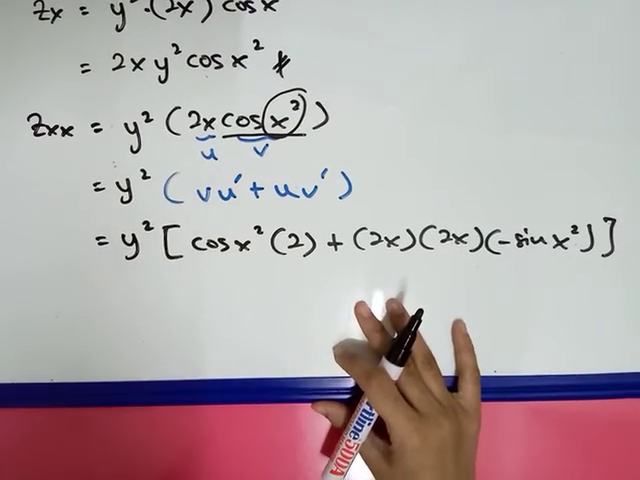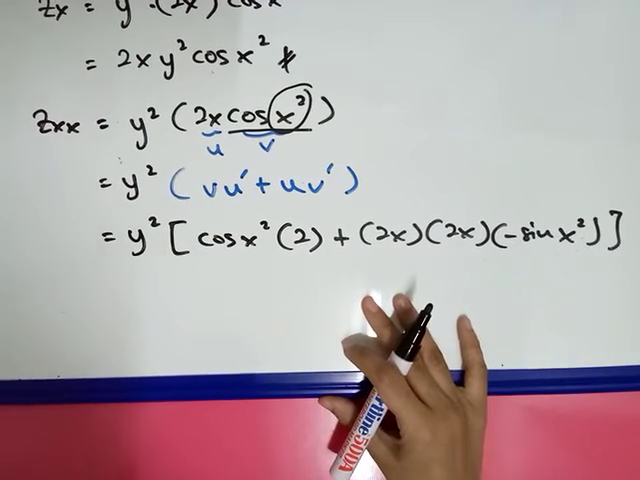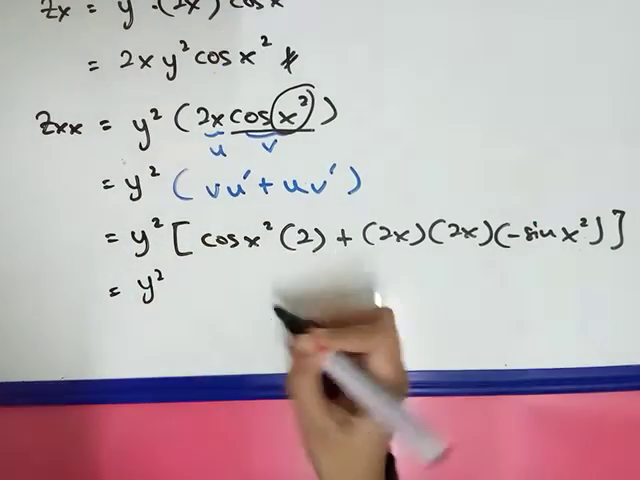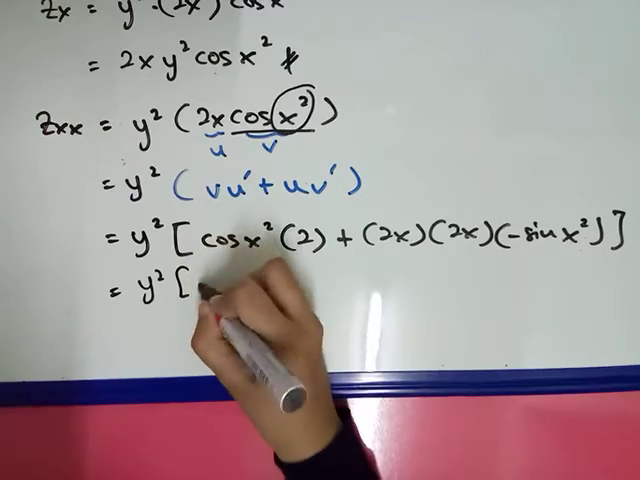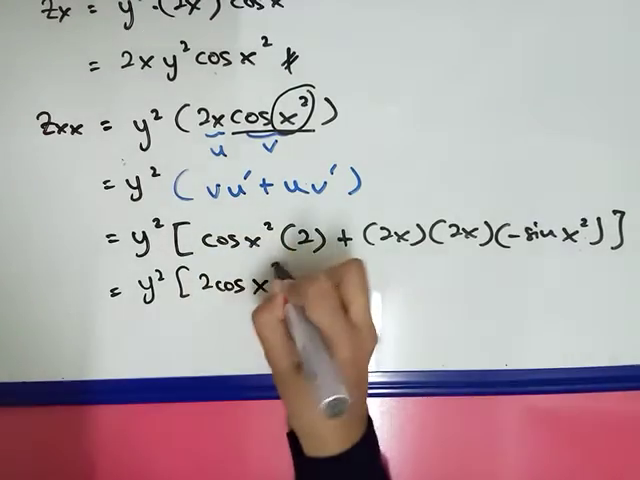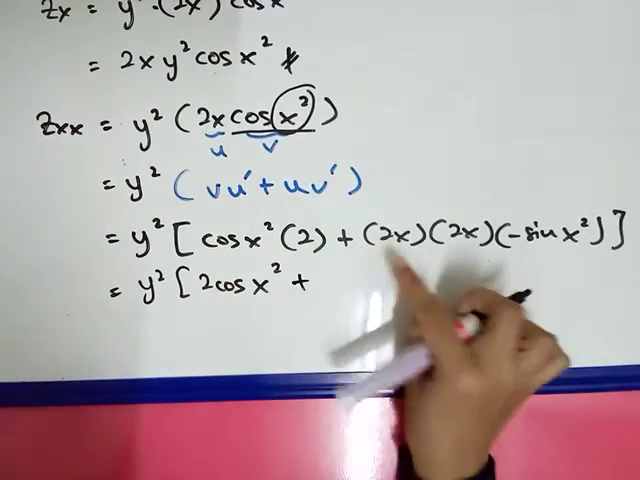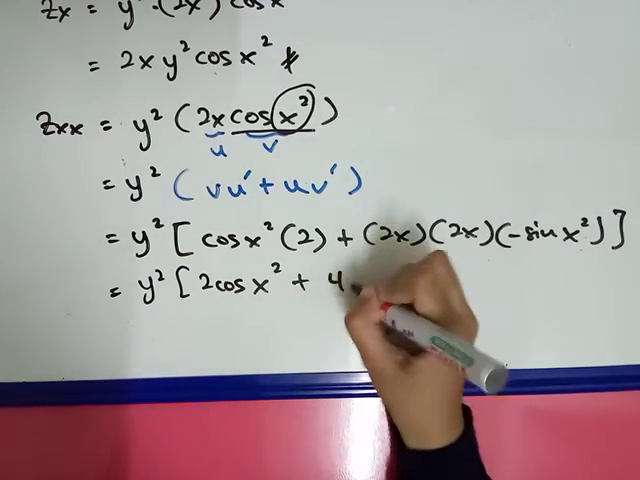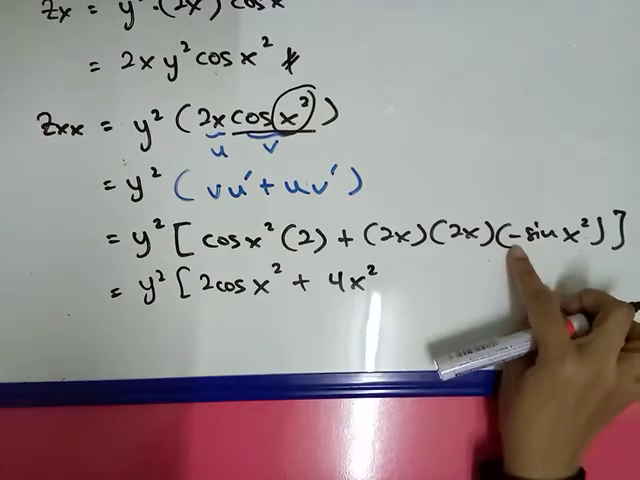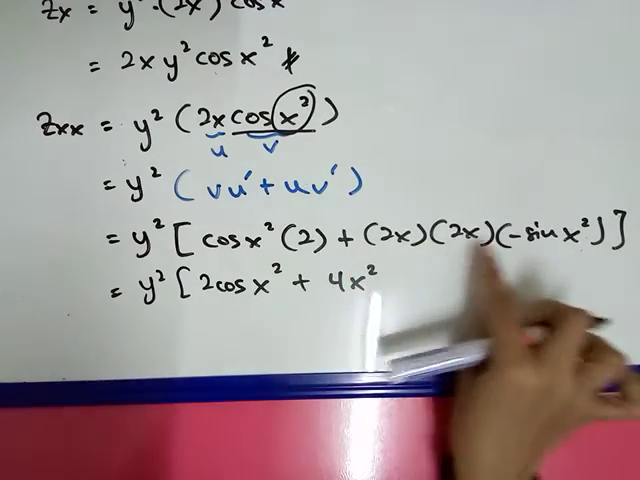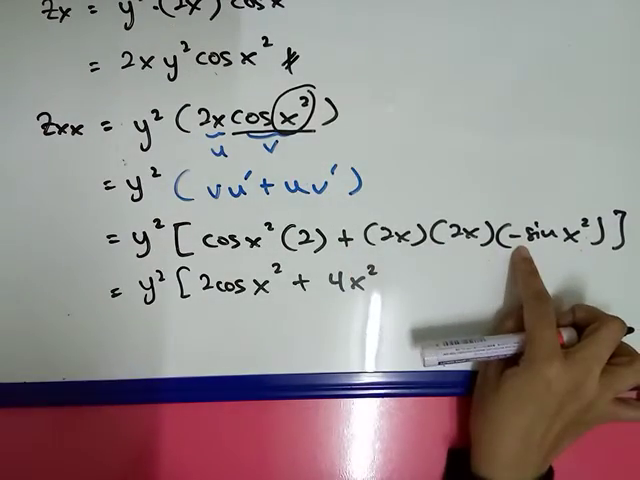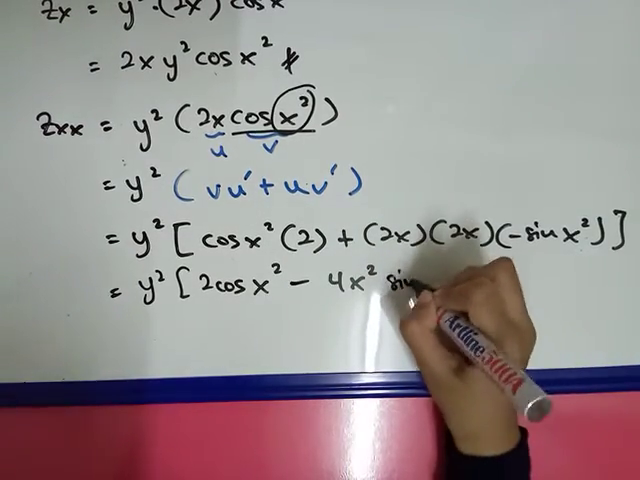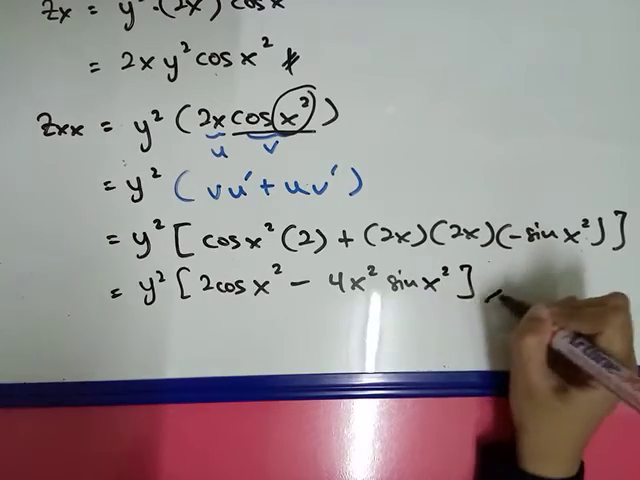Do you see? And then you need to simplify. This one 2 cos x squared plus 2x times 2x, we get 4x squared, negative sine x squared. Positive, negative. It should be negative here. And then sine x squared. So this is the answer.